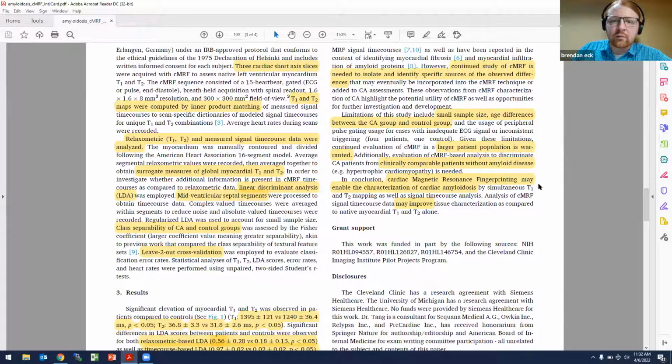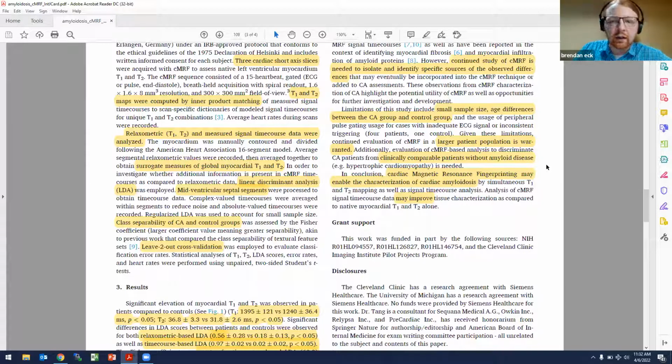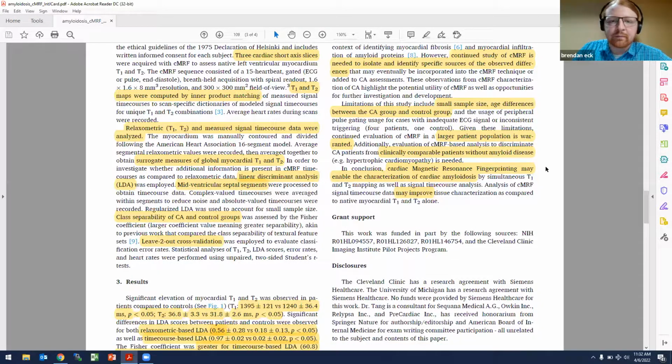Additionally, evaluation of cardiac MRF-based analysis to discriminate amyloid patients from clinically comparable patients without amyloid disease is needed. So in conclusion, cardiac MRF may enable the characterization of cardiac amyloidosis by simultaneous T1 and T2 mapping, as well as signal time course analysis.